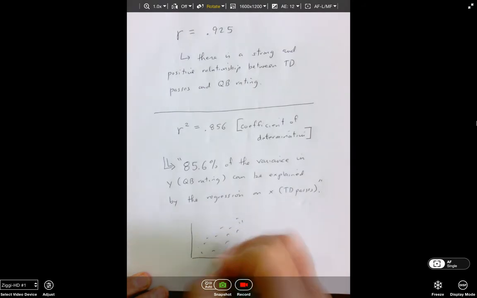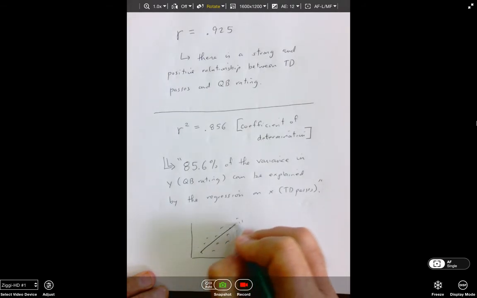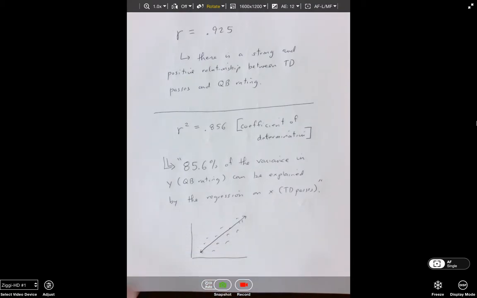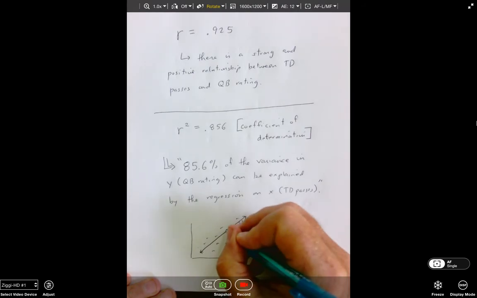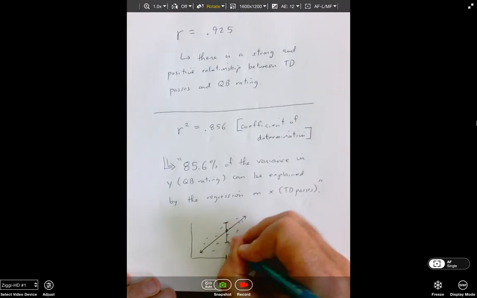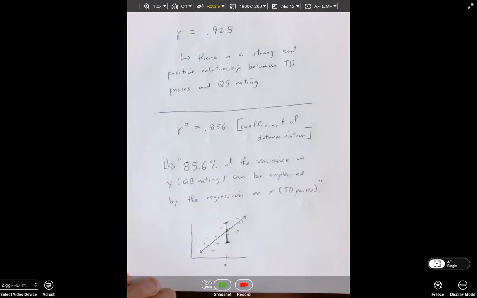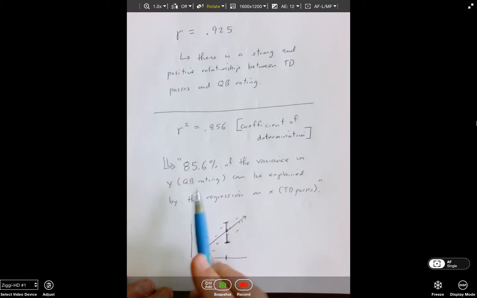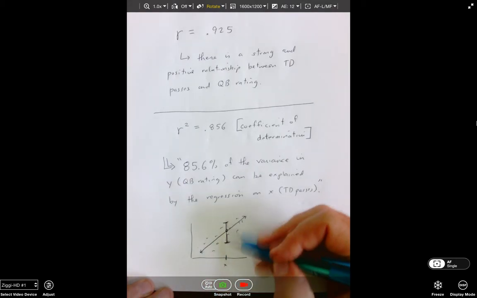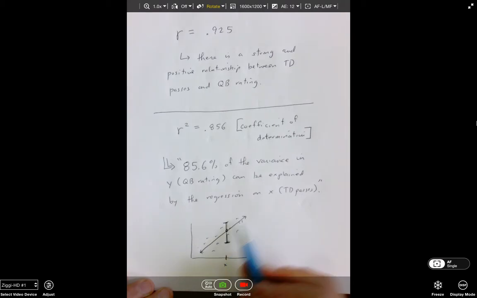we've got a scatter plot. In the next video, I'm going to teach you how to create this model, which is called regressing Y on X. We come to a particular X. We want to come up here and we want to explain that variation at that particular point, the spread. Almost 90% of it, 85.6% of that variation can be explained by this model, by the regression on X.